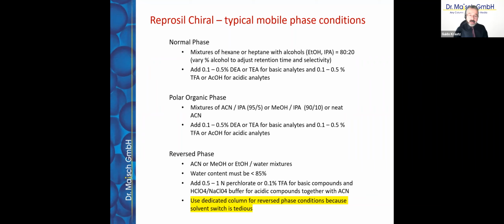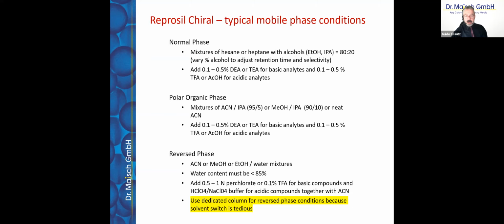Under polar organic conditions, you work with a mixture of acetonitrile with IPA. So a good starting point here would be 95 to 5, or mixtures of alcohols such as methanol and IPA. A good starting point here would be 90-10, or with neat acetonitrile. And again, use the same additives here as before when you work with basic or with acidic analytes.